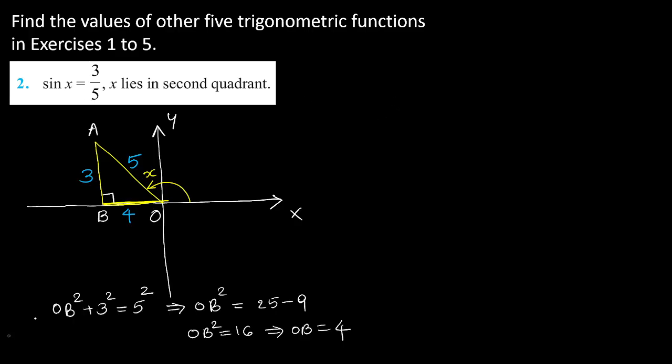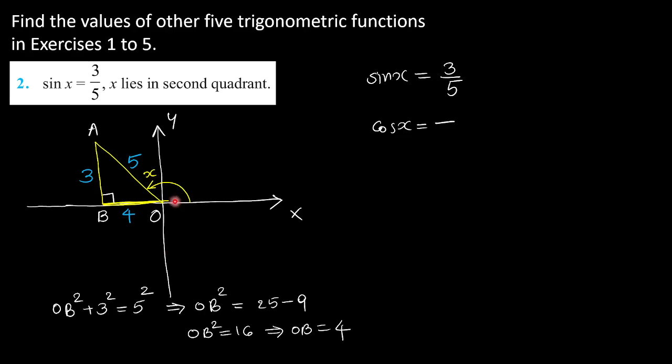Let me write sin x, which is already given. We know that among sin, cos, tan, only sine is positive. Cos and tan will be negative. Cos x, put minus. Don't forget it. Because x lies in the second quadrant, cos x must be a negative number.